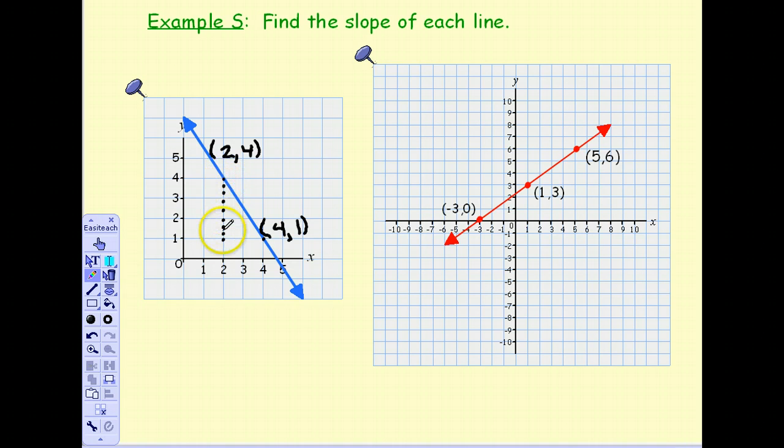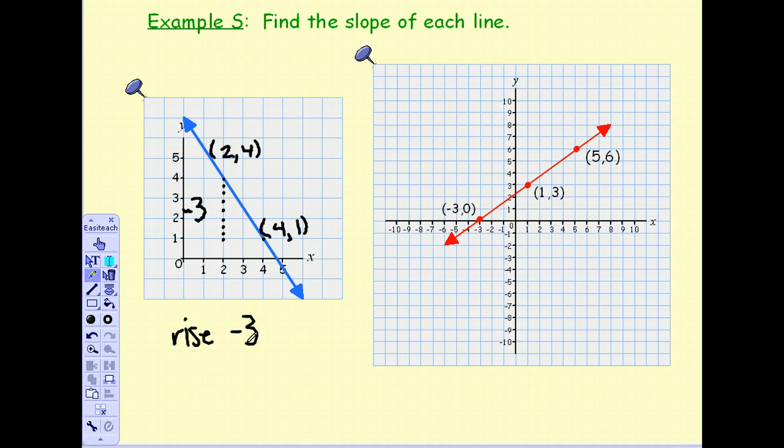So the vertical change, how far did it go down? You can just count the boxes. 1, 2, 3. It goes down 3. So we show that by a negative 3. Okay, so our rise is actually a negative because it goes down.